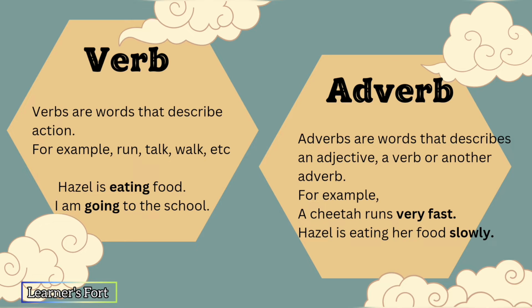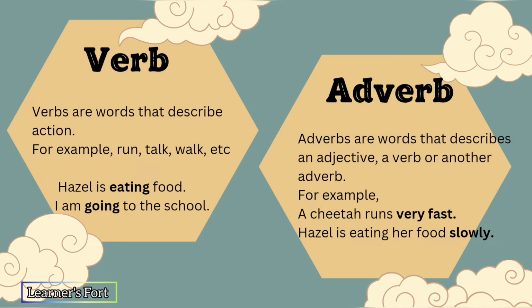For example, Hazel is eating food. Now, Hazel is a person who is doing something with the food. What is she doing? She's performing an action on the food. The action is eating. She is eating food. So, eating here is a verb. She's doing some action, right?